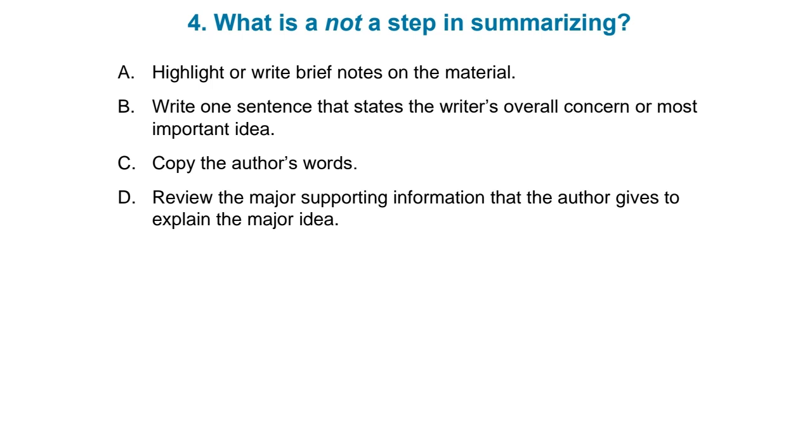Now, I just talked about summarizing. So this question asks us, which of the following is not a step in summarizing? Which of the following is not a step in summarizing? Is it A, highlight or write brief notes on the material? Is it B, write one sentence that states the writer's overall concern or most important idea? Is it C, copy the author's words? Is it D, review the major supporting information the author gives to explain the major idea? Go ahead and select your choice.